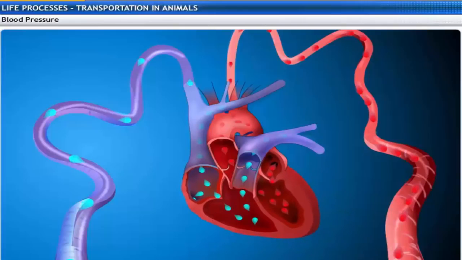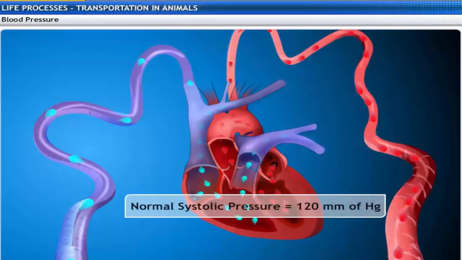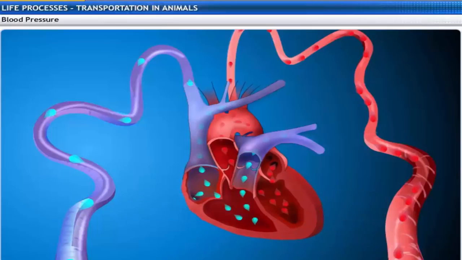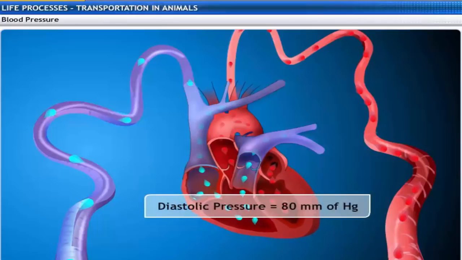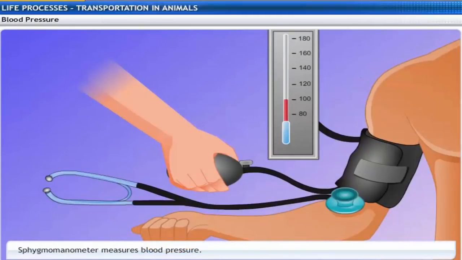The pressure exerted by blood against the wall of the artery during ventricular contraction, or systole, is called systolic pressure, and during ventricular expansion, or diastole, is called diastolic pressure. The normal systolic pressure is about 120 millimeters of Hg and diastolic pressure is 80 millimeters of Hg. An instrument called a sphygmomanometer is used to measure blood pressure.